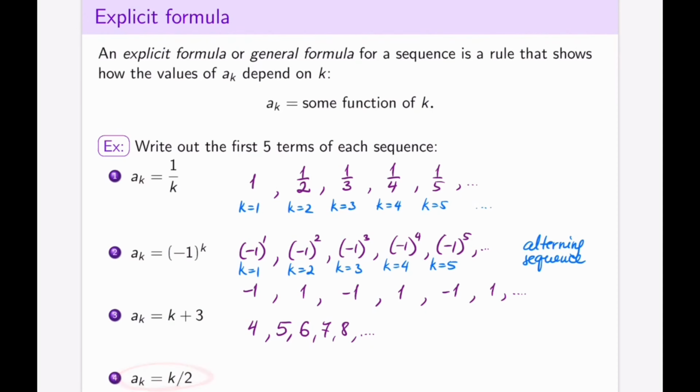This last one in this example list is k divided by 2. Again, k being my actual index. So when k is 1, I get 1 over 2. When k is 2, I get 2 over 2. When k is 3, 3 over 2, 4 over 2, 5 over 2, and so on.